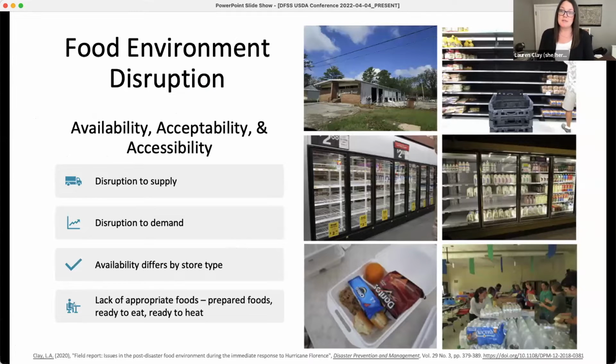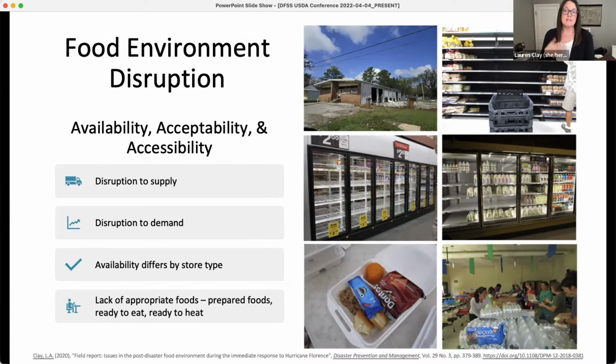I've also had the opportunity to do some in-depth study of how food environments are disrupted in disasters. The photos presented here are from Hurricane Florence. And I've found that the food environment has several types of disruptions to availability, acceptability, and accessibility. So we see disruptions to supply. You can see the top two photos. This is a local bread storage facility and the bread aisle of a local store.